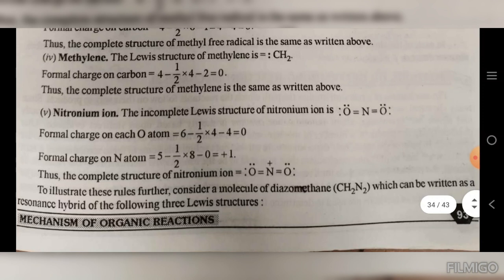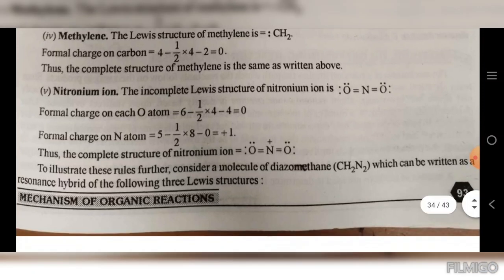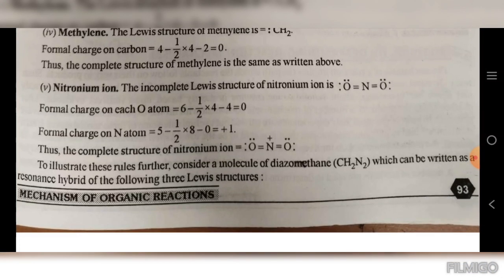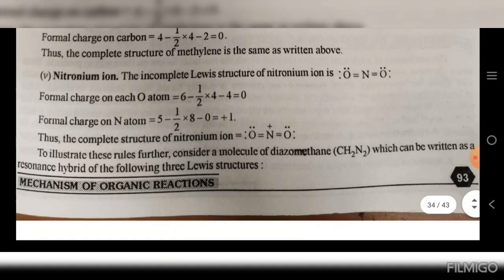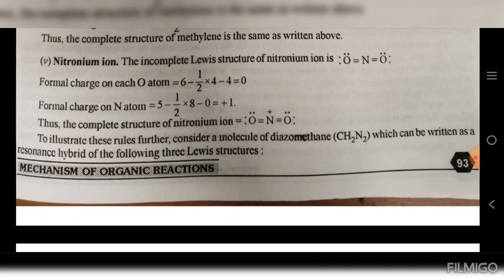Methylene. The Lewis structure of methylene is CH2. Formal charge on carbon is 4 minus half into 4 minus 2, equal to 0. Thus, the complete structure of methylene is the same as written above. Nitronium ion. The incomplete Lewis structure of nitronium ion. Formal charge on each O atom is 6 minus half into 4 minus 4, equal to 0. Formal charge on N atom is plus 1. Thus, the complete structure of nitronium ion.